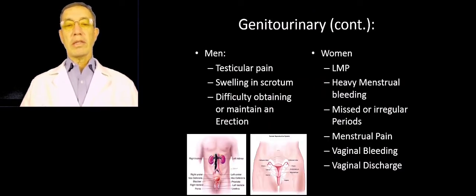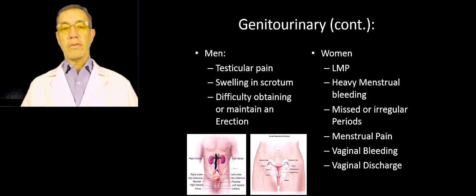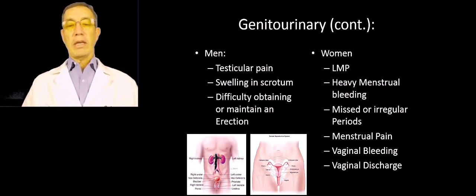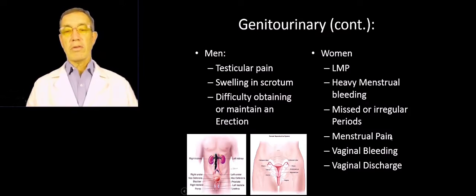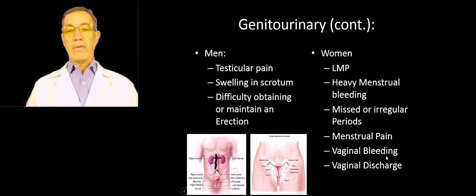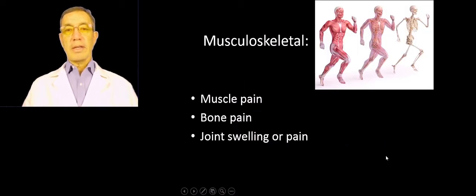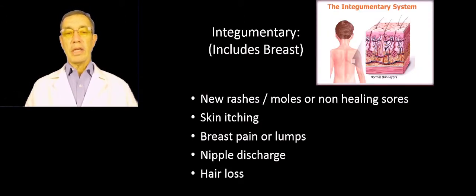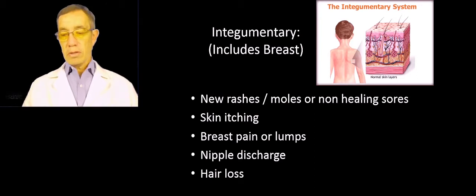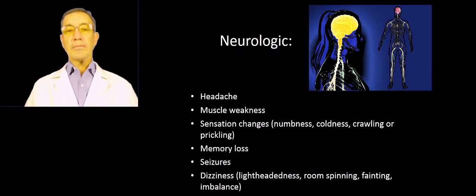Genitourinary in the men is testicular pain, swelling in the scrotum, or difficulty achieving and or maintaining an erection. With women it's, when's their last menstrual period? Do they have heavy menstrual flows? Do they have missed or irregular periods? Menstrual bleeding, vaginal discharge. Musculoskeletal, do you have muscle pain, bone pain, or joint pain? Integument or skin, any new rashes, skin itching, breast pain, nipple discharge, or hair loss.